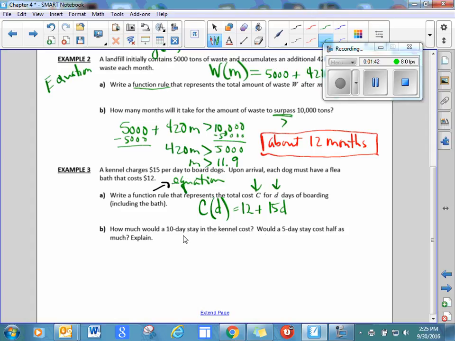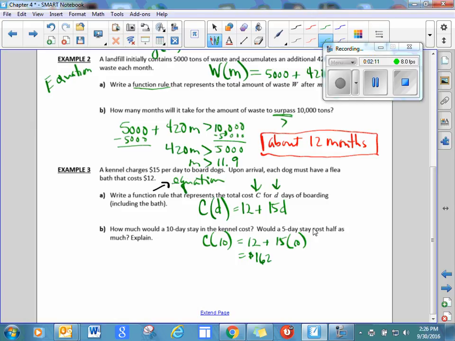So then we can use our equation, our rule, to answer part B. How much would a 10-day stay cost? So the cost of 10 days, we can plug in 10 for the D, is going to be equal to 12 plus 15 times 10. So that is going to be, what, $162? 150 plus the 12.